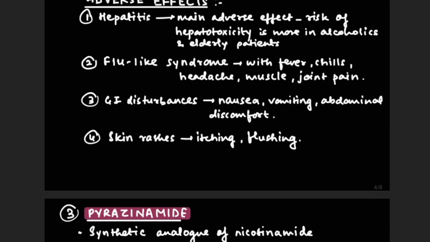Adverse effects. So first is hepatitis. The main adverse effect and the risk of hepatotoxicity is more in alcoholics and elderly patients. Now flu-like syndrome with fever, chills, headache, muscle pain as well as joint pain, all this will occur. And then GI disturbances such as nausea, vomiting, abdominal discomfort. And fourth is skin rashes, that is itching and flushing. So these are some adverse effects.